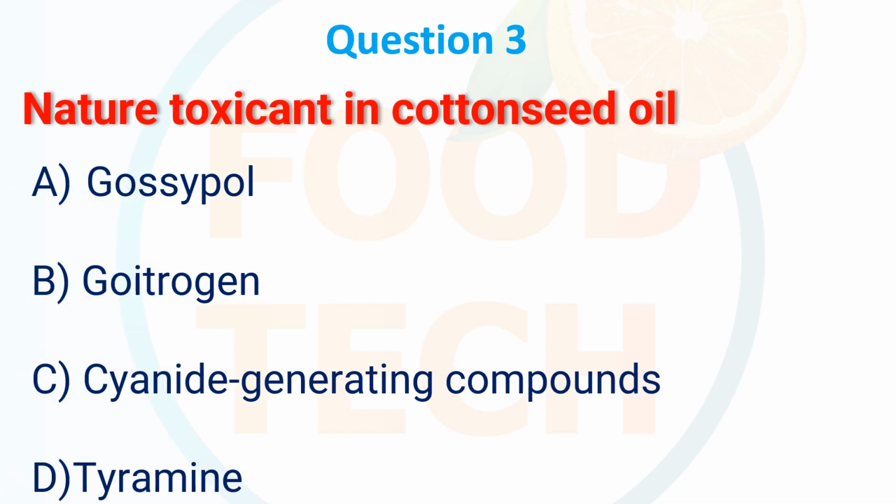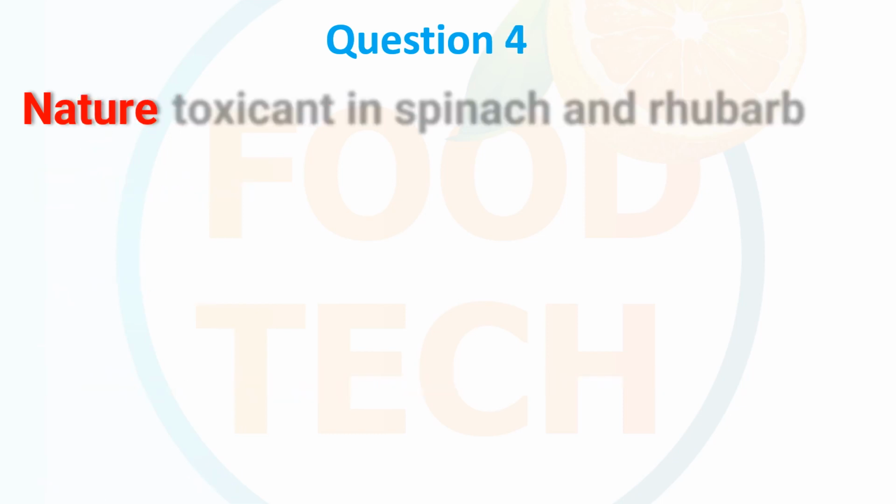Natural toxicant in cottonseed oil. A. Gossypol. B. Nitrogen. C. Cyanide generating compounds. D. Theramine. The answer is A. Gossypol.